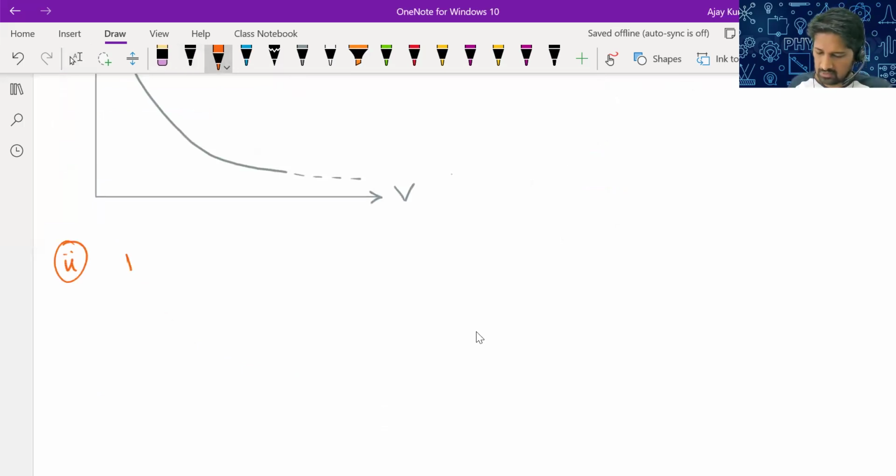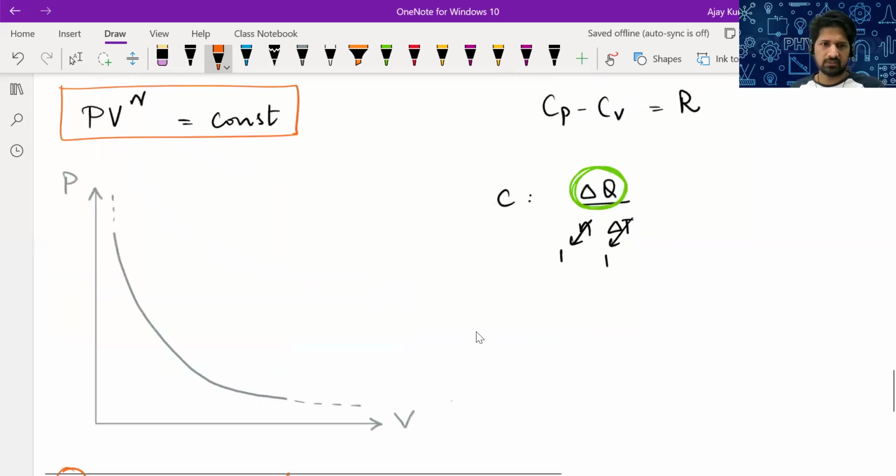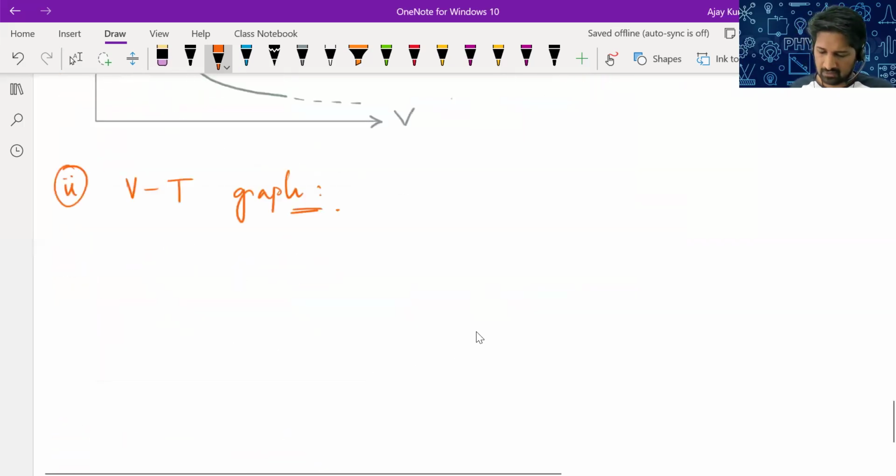Next, suppose you want to draw the volume versus temperature graph. This also we had discussed at the beginning of this class itself. Temperature and pressure follow one pattern, volume follows the other pattern. So here also, if temperature increases, volume has to decrease. And if temperature decreases, volume has to increase. So the graph will look somewhat similar to this. But let's discuss the equation as well.